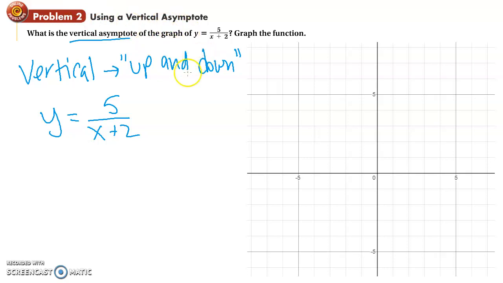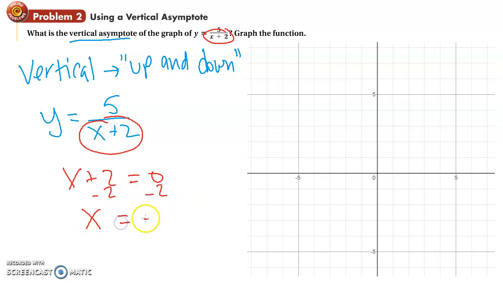Now let's go ahead and look at problem number 2, and they're asking what is the vertical asymptote of this graph. So in order to find the vertical asymptote, all we're going to do is take the denominator, x plus 2, and set it equal to 0. So if I subtract 2 on both sides, x is equal to negative 2. That means that at negative 2 we have a vertical asymptote. All right, that's the first thing.